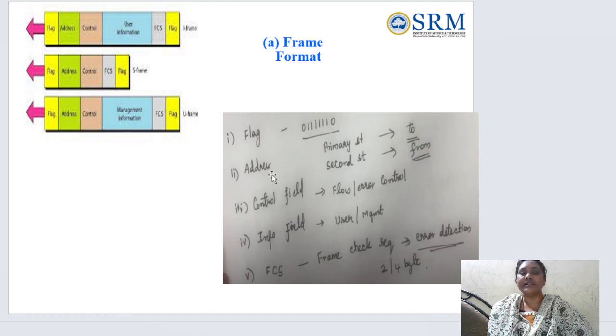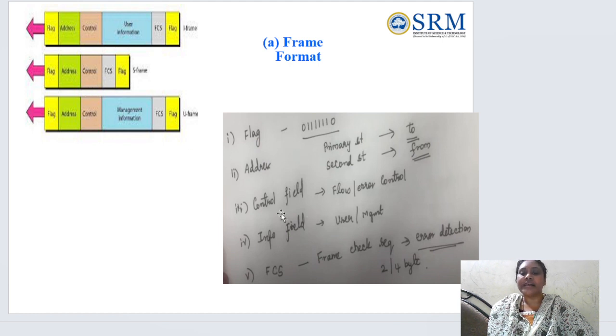The next one is address. Address will take the primary station and the secondary station. Primary means 'to', and secondary means 'from'. Okay, so this is the address structure for which we are going to allocate the statement.